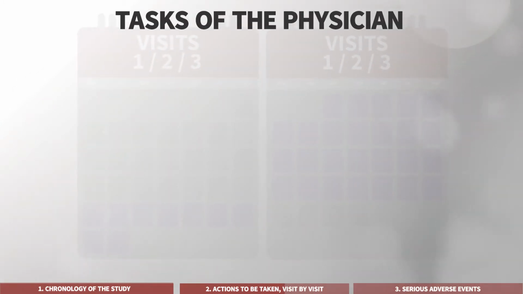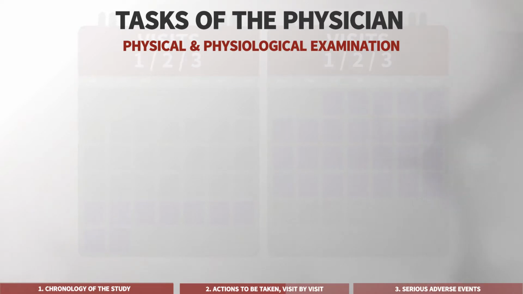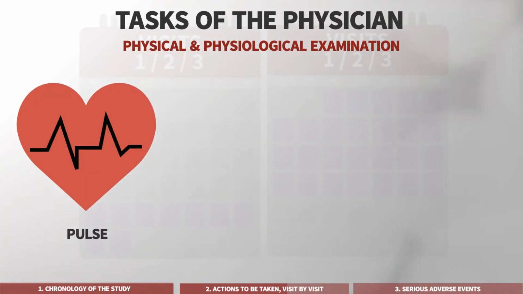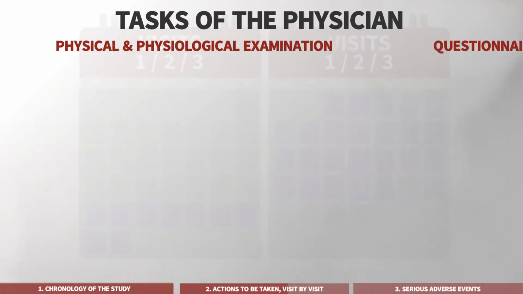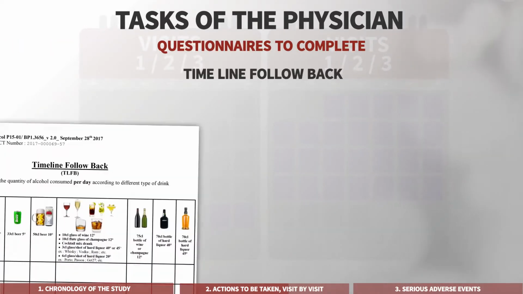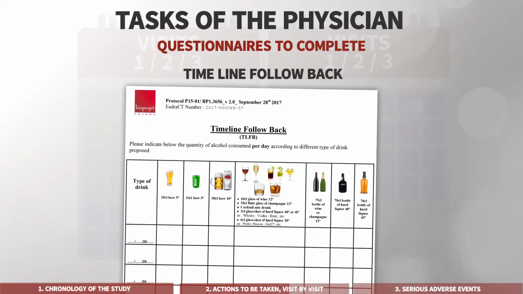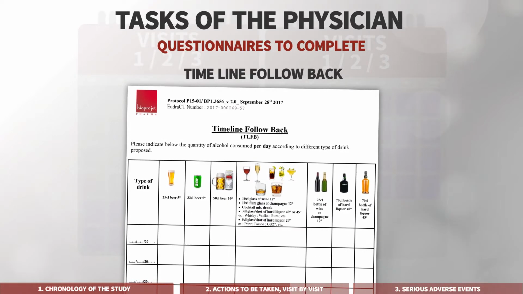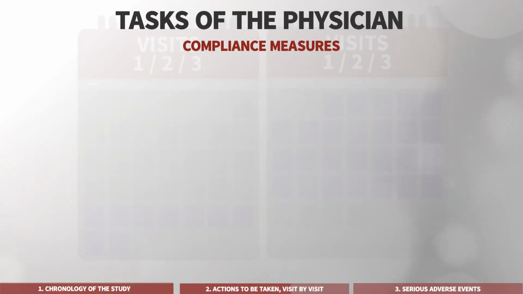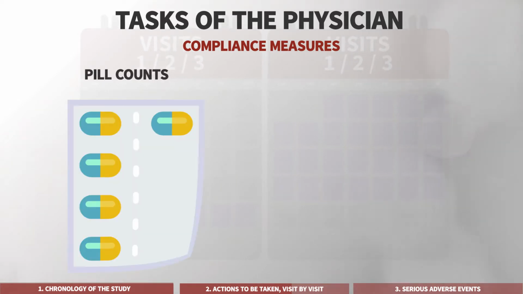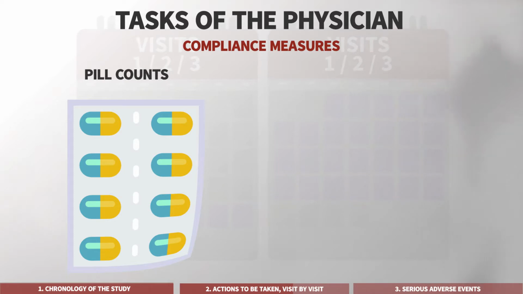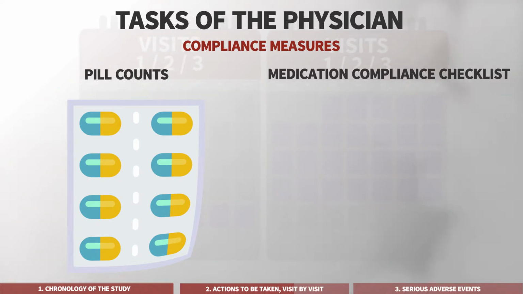Tasks to be carried out by the physician. Physical and physiological examination: patient's vital signs, pulse, blood pressure, weight. Questionnaire to be completed: TLFB. Get back the previous TLFB questionnaire and give a new one to the patient. Compliance measures: pill counts. You have to note the number of pills returned by the patient to follow their medication intake. Medication compliance checklist to prevent inconsistent treatment.